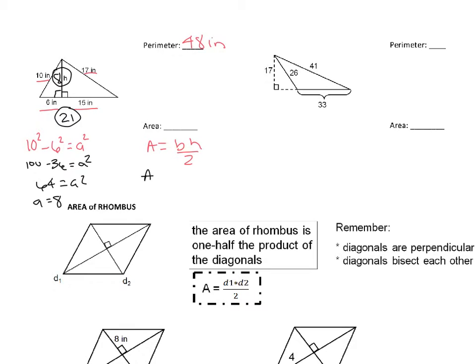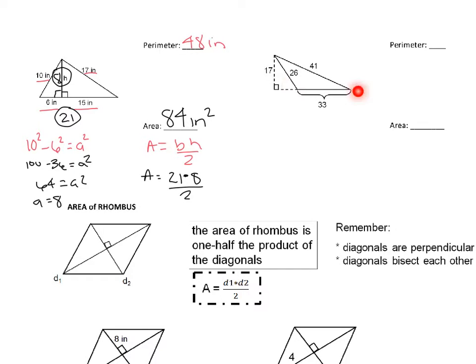So now when I plug into the formula, we get the base, which is 21, times the height, which is 8, and then we'll divide that by 2. So 21 times 8 is 168, and then divide that by 2 leaves us with an area of 84 inches squared. All right, moving on to the next example.